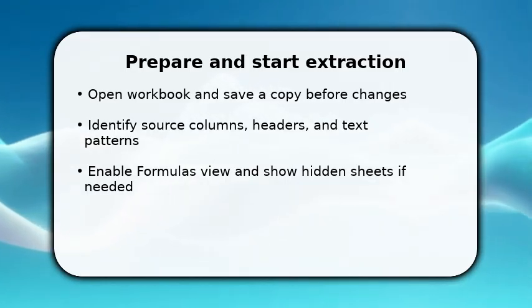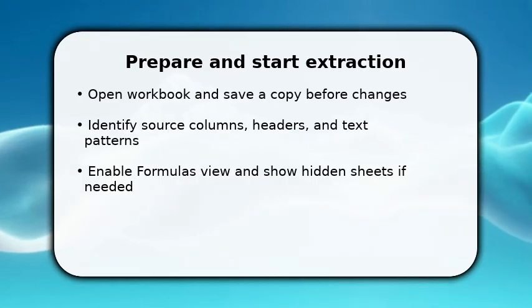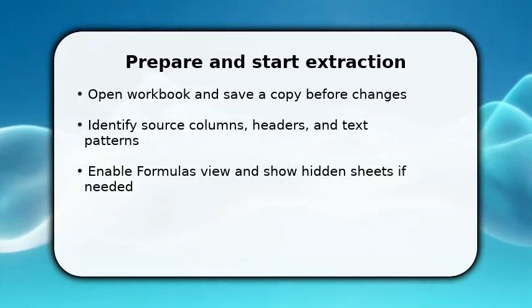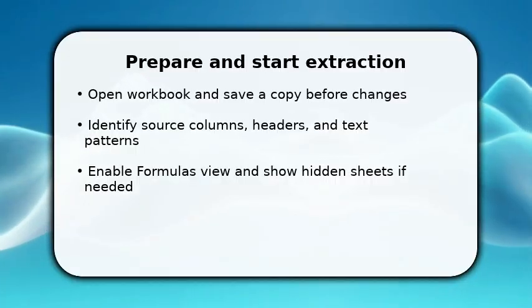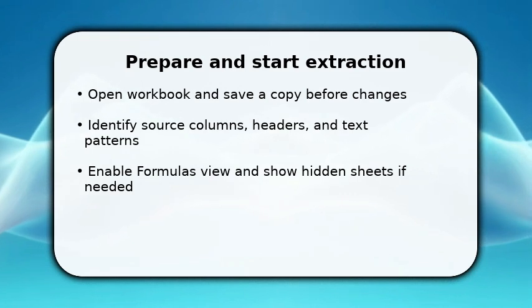Once done, turn on formula auditing and reveal hidden sheets to ensure no source text is missed. You'll use these observations to choose between text to columns, formulas, or Power Query. These are faster when patterns are clear.